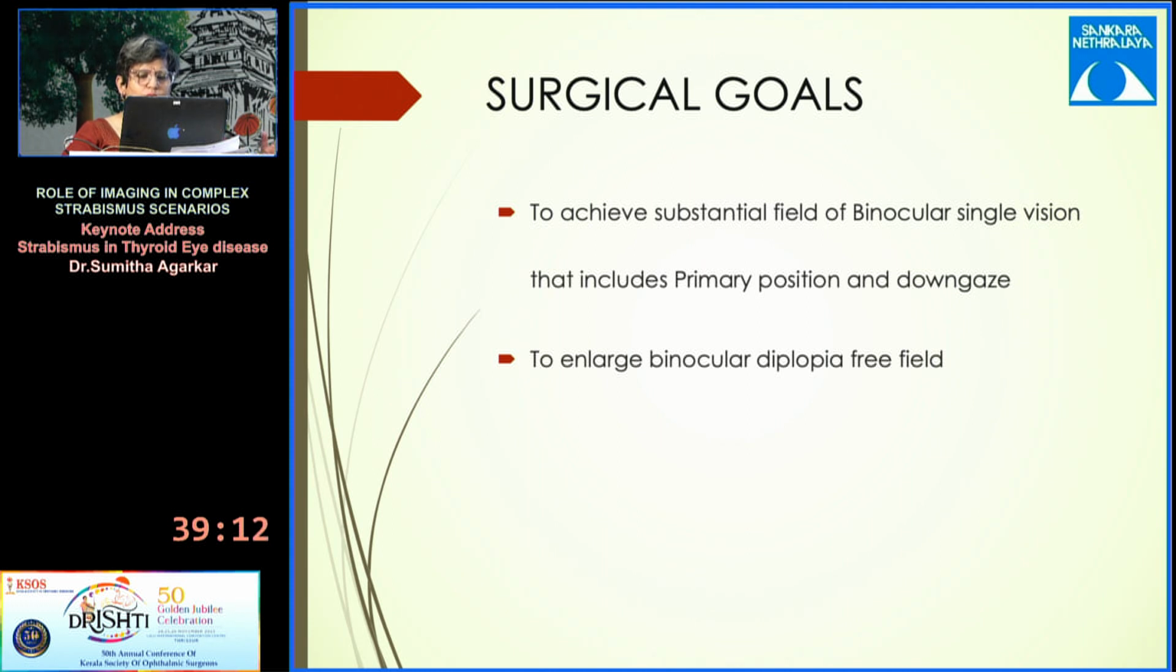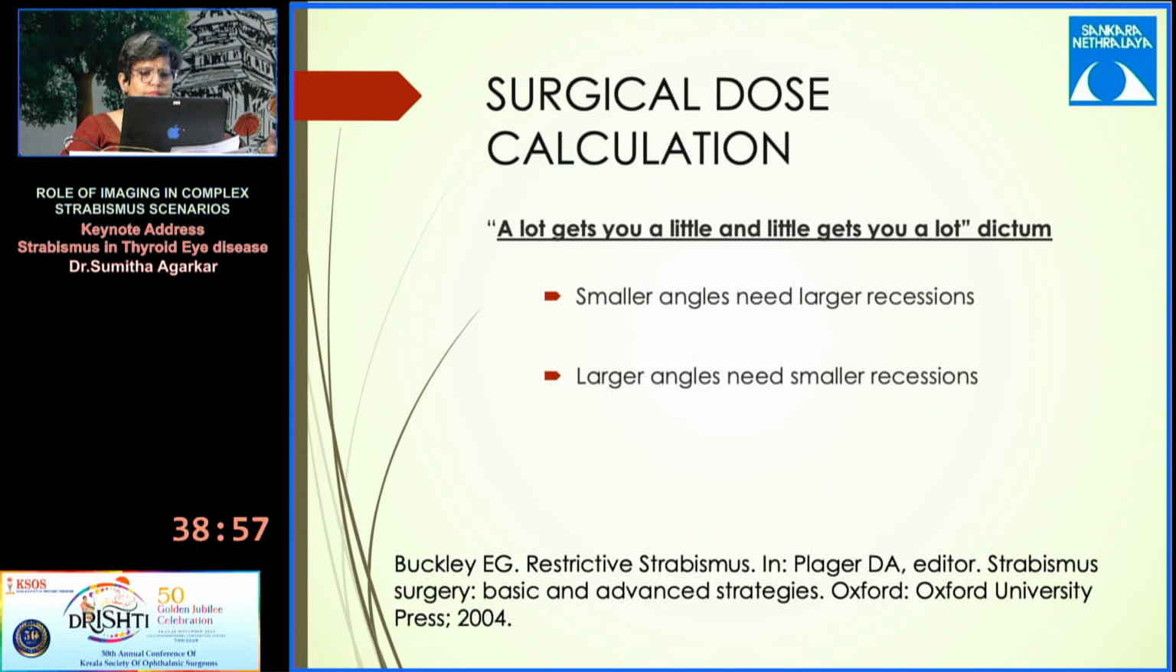So you have to clearly tell the patient that you are going to achieve just enlargement of the binocular single vision field, and we are probably going to look at practical gazes, which are the primary position and the down gaze. Surgical dose calculation is difficult because nomograms do not apply in these conditions. So the dictum is: a lot gets you little and little gets you a lot. So a smaller angle needs larger recessions and a larger angle needs smaller recessions.